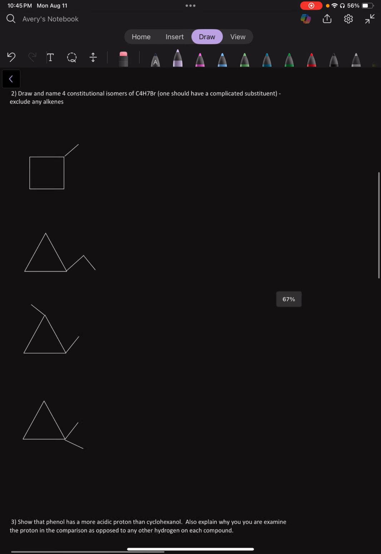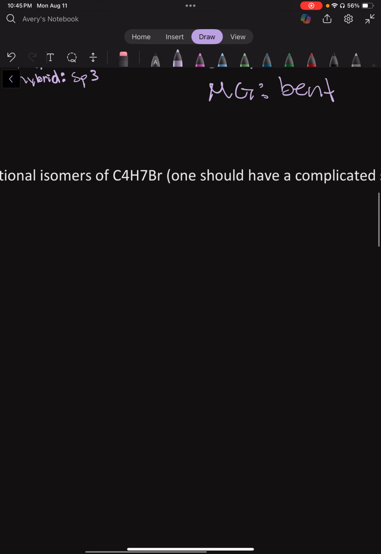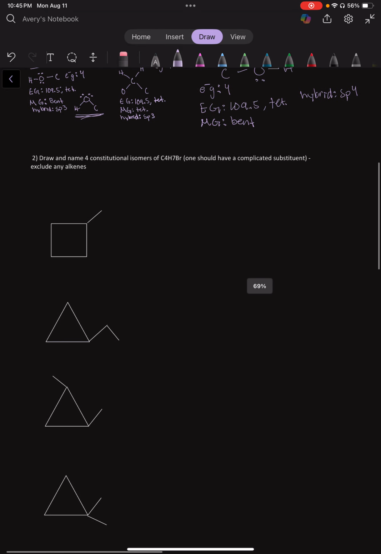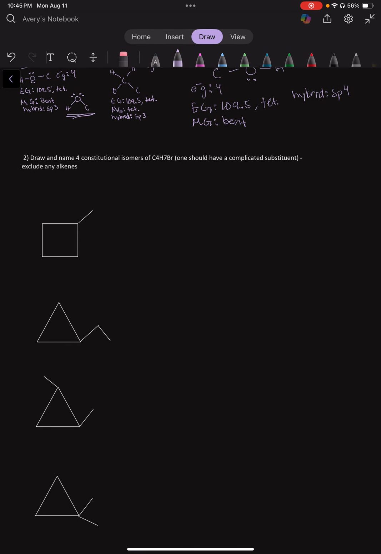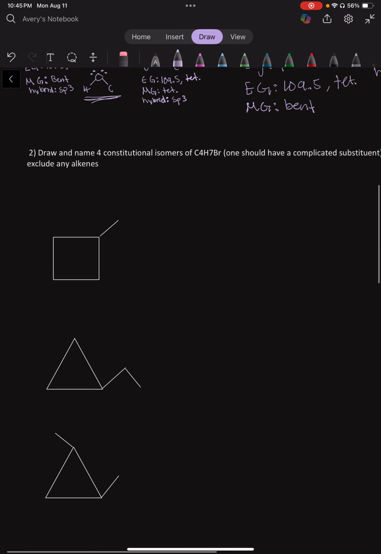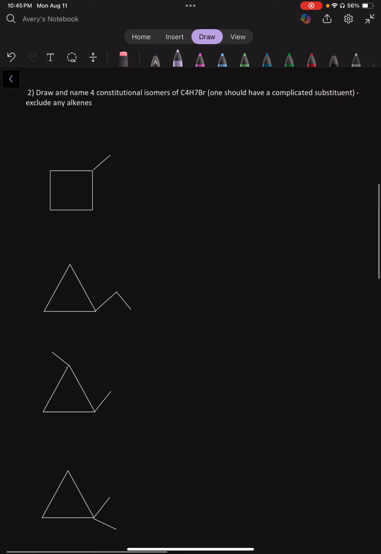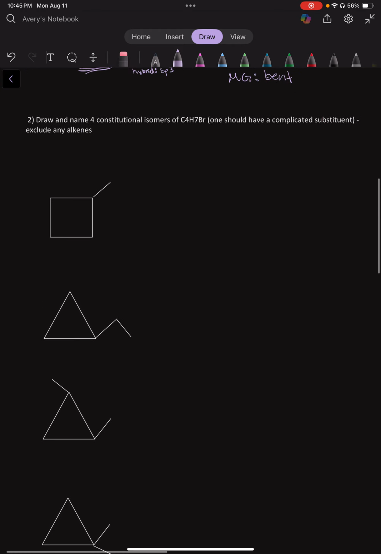Question number 2. Draw and name constitutional isomers for C4H7Br. So this is 4 carbons, 7 hydrogens, and 1 bromine. I went ahead and took the liberty of drawing the skeleton of it all just to save some time, but I do want to go ahead and explain. You're going to see a lot of cyclones on here and not the up and down zigzags.